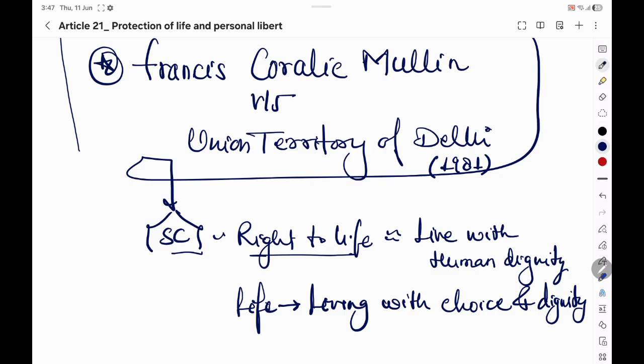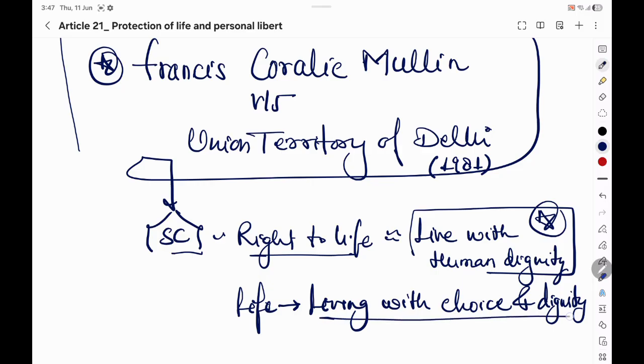The right to life means living with human dignity. Living with human dignity, and not mere physical existence. Life is living with what? Choice and dignity. Basically, who was Francis Mullin?